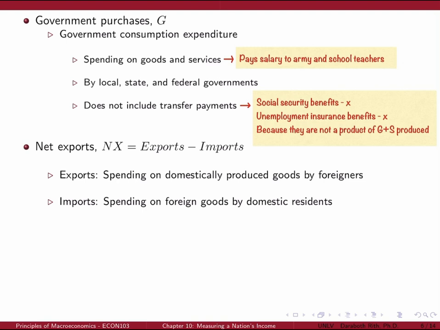Then, net exports, denoted as NX. Net exports are calculated as the difference between exports and imports. Exports represent spending on domestically produced goods by foreigners, while imports are spending on foreign goods by domestic residents.